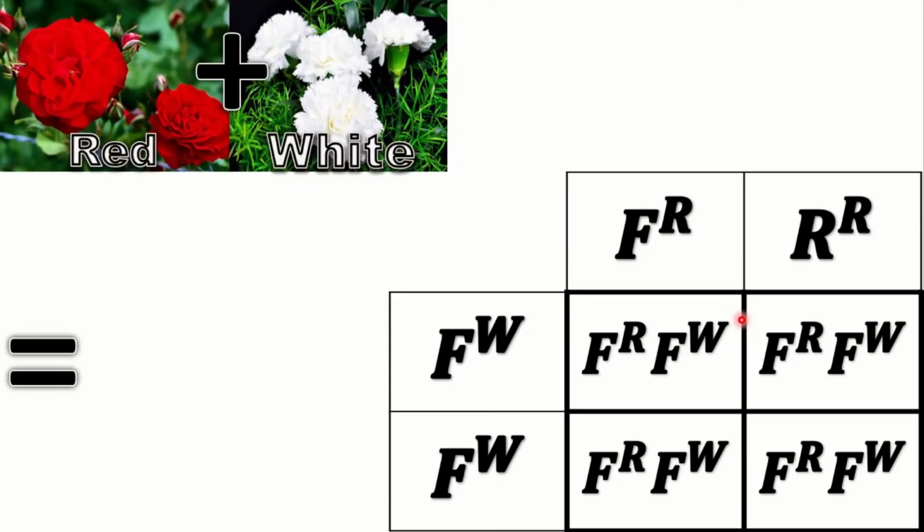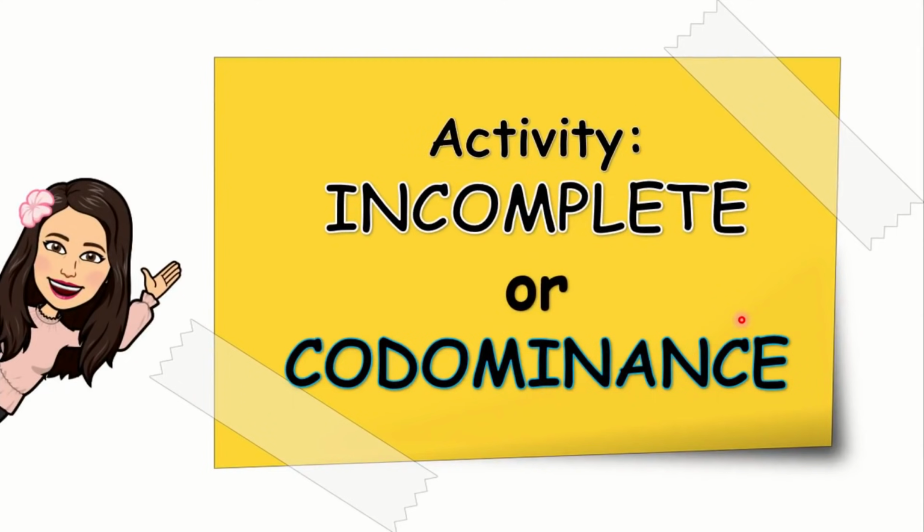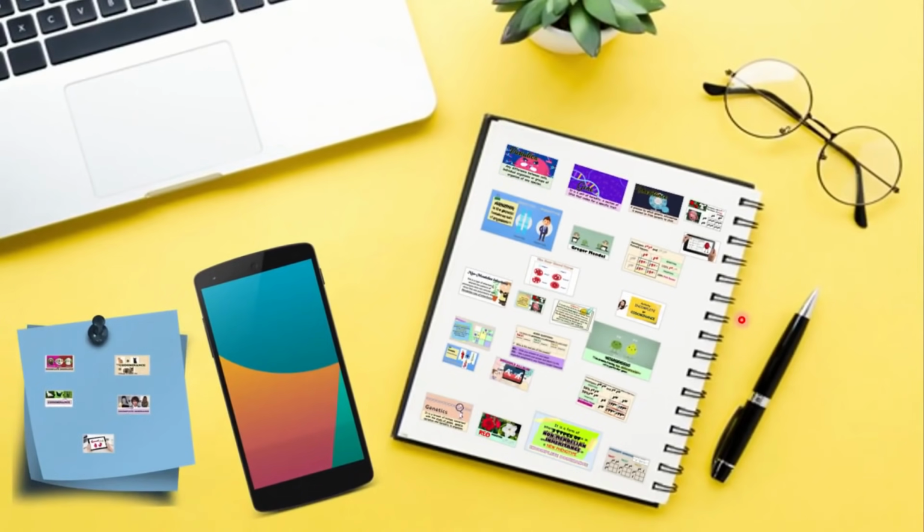Let us have an example. Let us cross red and white flower. So here it is, as you can see using the Punnett square. 100% red and white flower. Now let us have an activity. I will be showing pictures and you are going to distinguish if it is incomplete dominance or codominance. Let's get started. First one.